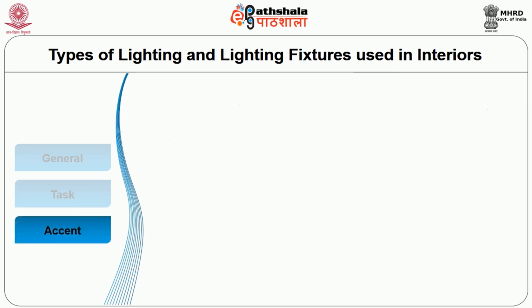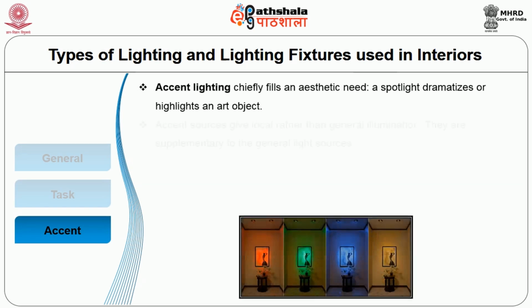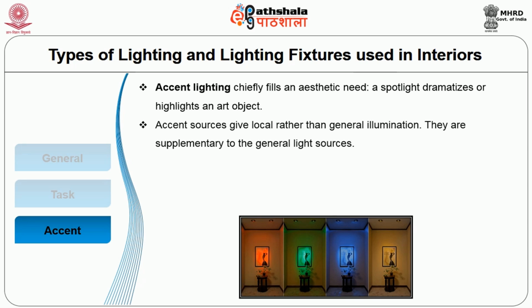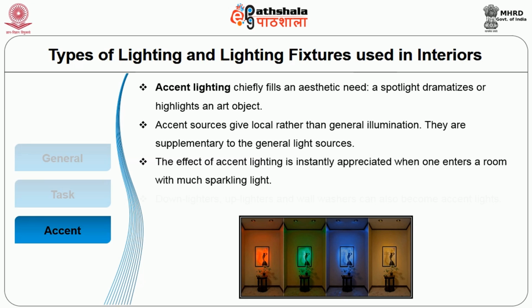Next one is accent lighting. The accent lighting chiefly fills an aesthetic need, that is, a spotlight dramatizes or highlights an art object. Accent sources give local rather than general illumination. They are supplementary to the general light sources. The effect of accent lighting is instantly appreciated when one enters a room with much sparkling light. Downlighters, uplighters and wall washers can also become accent lights.